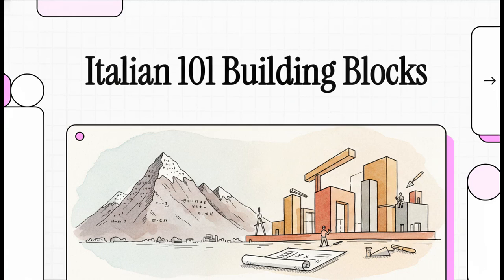Welcome to this explainer. If you've ever stared down a massive mountain of Italian grammar rules and felt totally, completely overwhelmed, take a deep breath because you are in exactly the right place. Today, we're going to transform that intimidating mountain into a really simple, highly satisfying step-by-step construction project. Think of us as the architects of your new language skills. We're laying down a rock-solid foundation so you can actually understand and use Italian with total confidence.